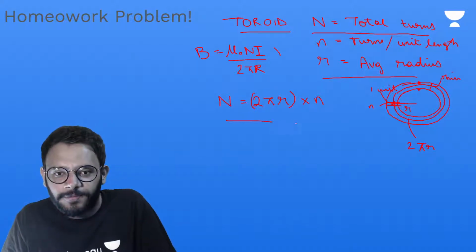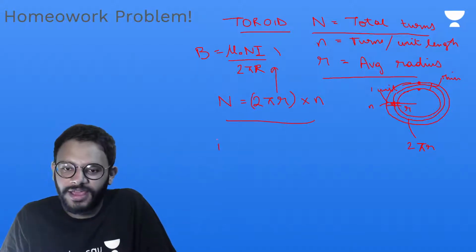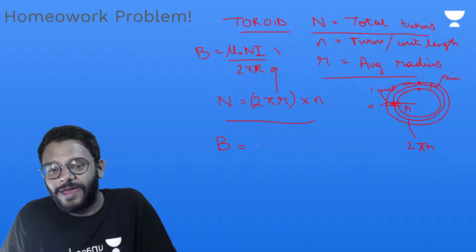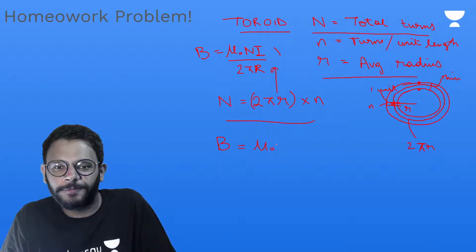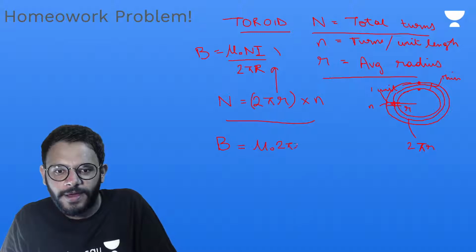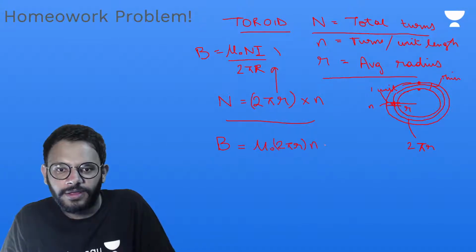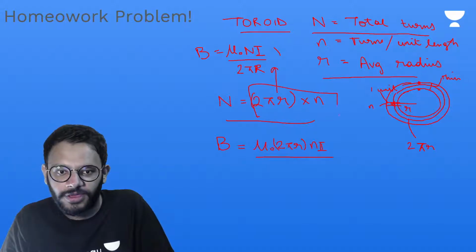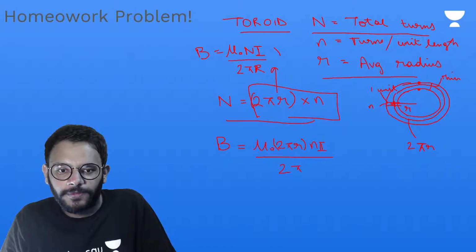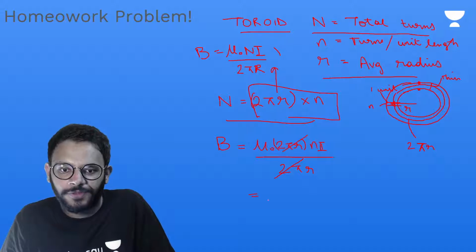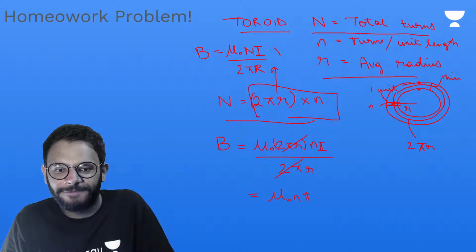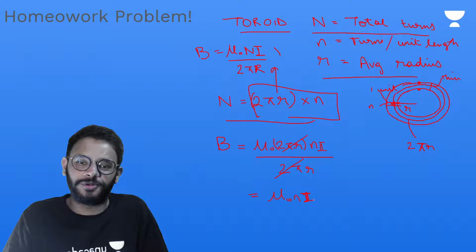And if I replace this over here, then what I will get, as it should be, is mu naught, so I keep 2 pi r into n into I. I'm replacing this N with this over here, and what I get is the same thing, mu naught n I. And I'm not surprised, as you should not be as well.